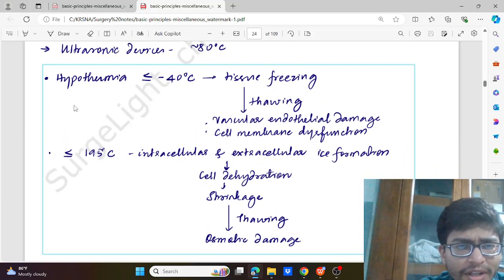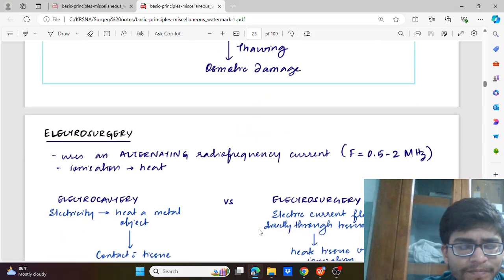Then hypothermia, even that causes tissue damage, or injury. Just a glimpse of it: at minus 40 degrees, tissue freezing and thawing causes vascular endothelial damage and cell membrane dysfunction. And at less than minus 195 degrees Celsius, intracellular and extracellular ice formation happens, causing cell dehydration and shrinkage, and thawing causes osmotic damage.